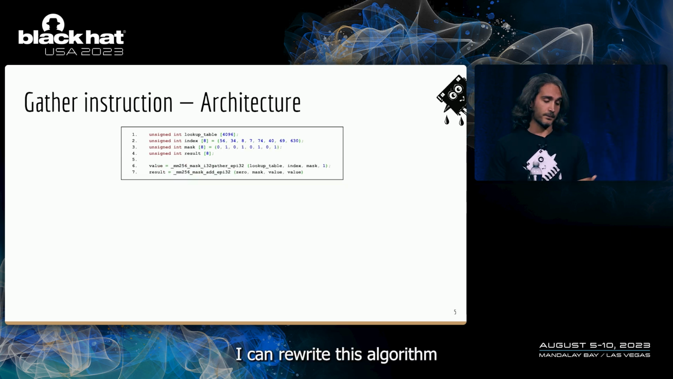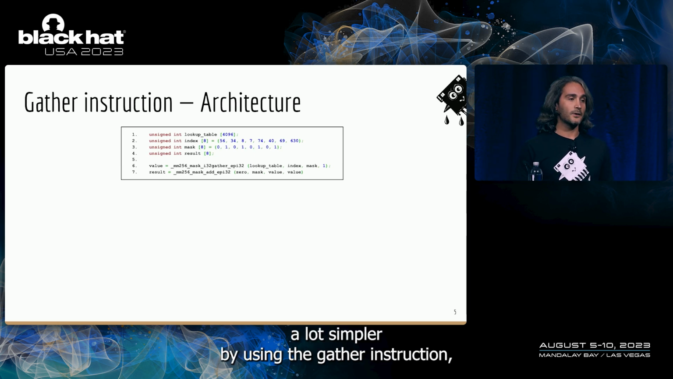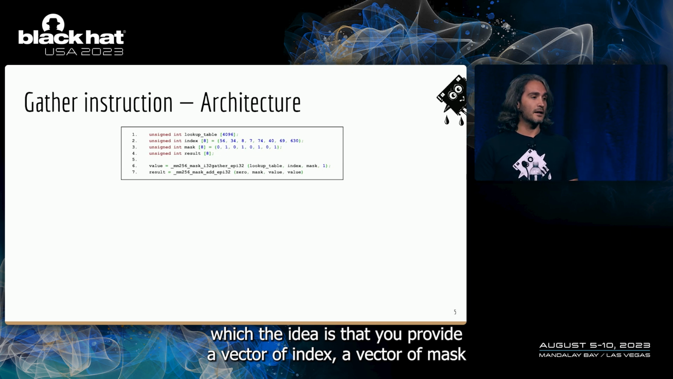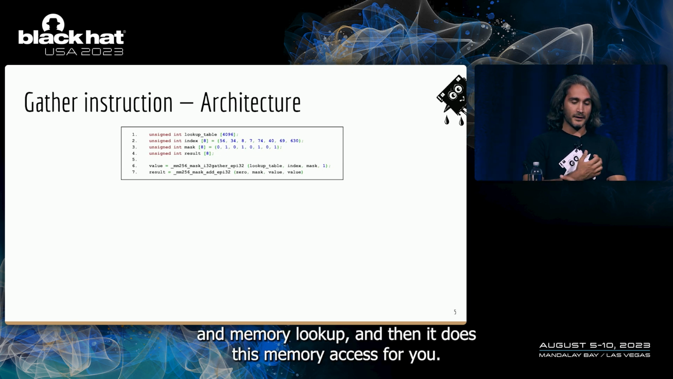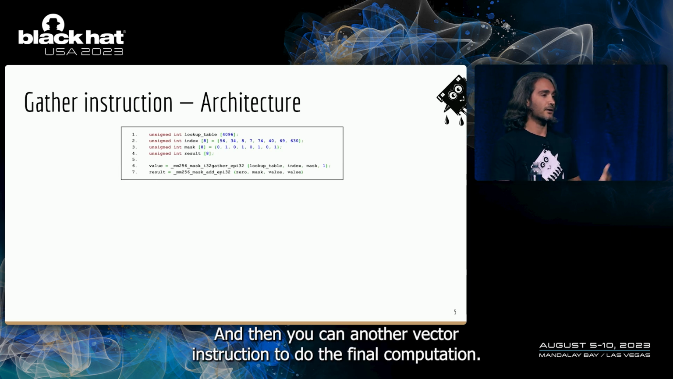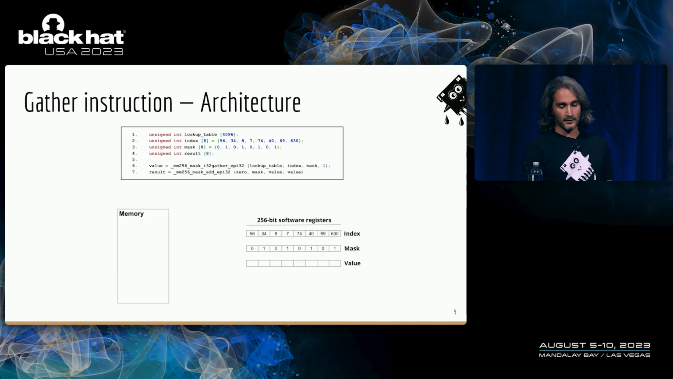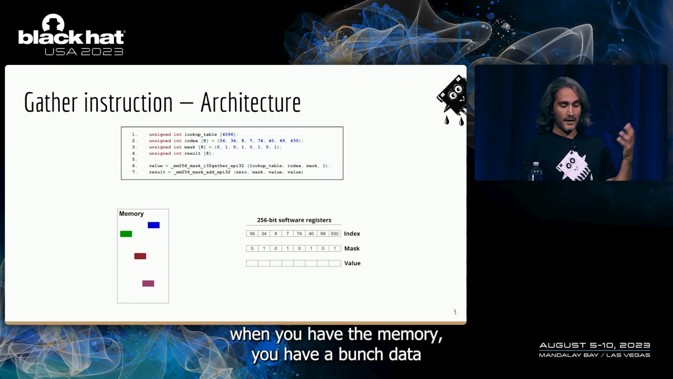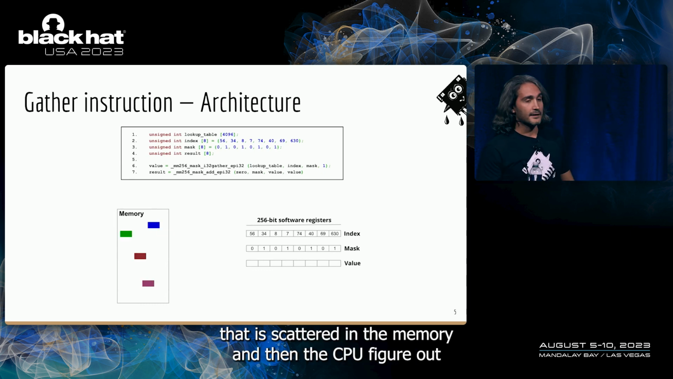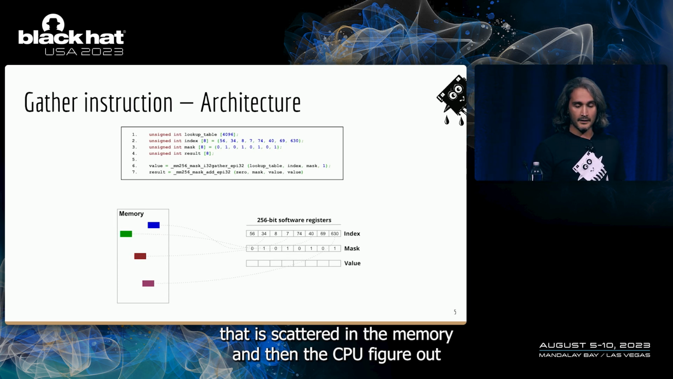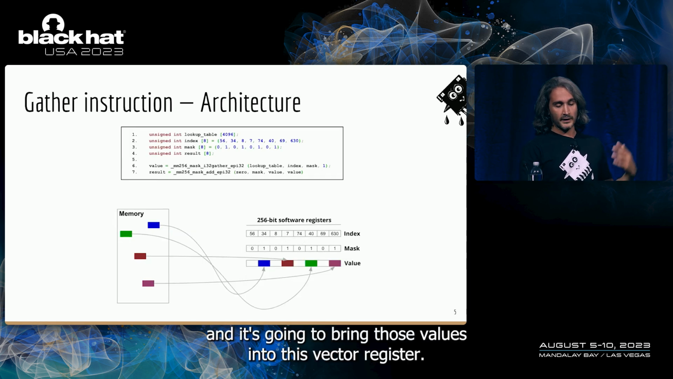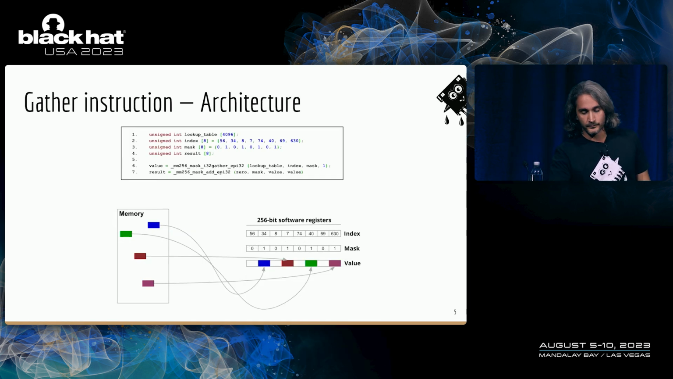I can rewrite this algorithm a lot more simply by using the gather instruction. The idea is that you provide a vector of indexes, a vector of masks, and a memory lookup, and then it does this memory access for you, and then you can use another vector instruction to do the final computation. It looks something like this: you have a bunch of data scattered in memory, and then the CPU figures out where this data exists based on that index register, and brings those values into this vector register.